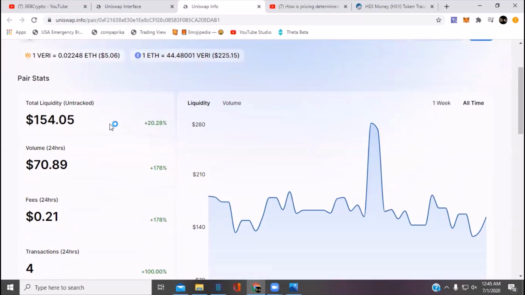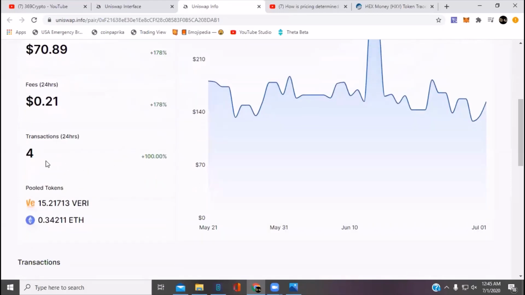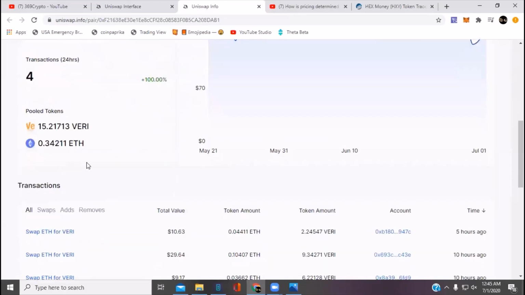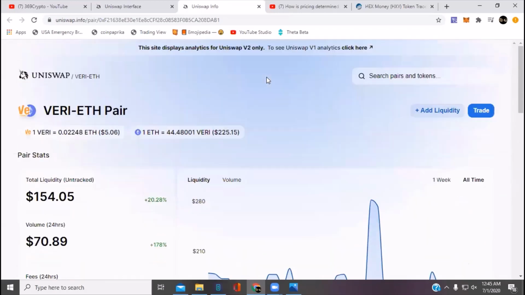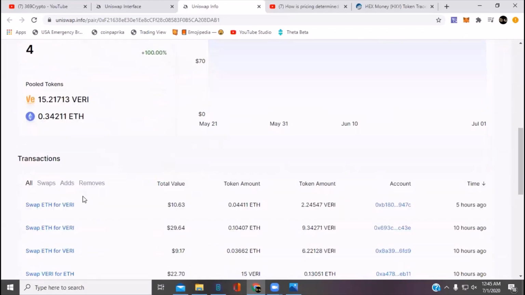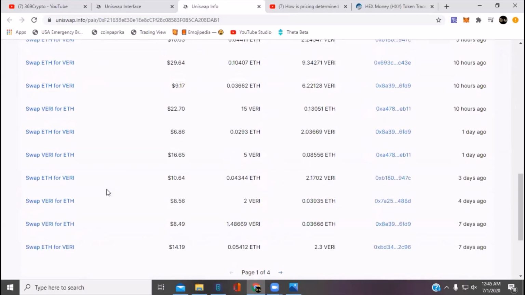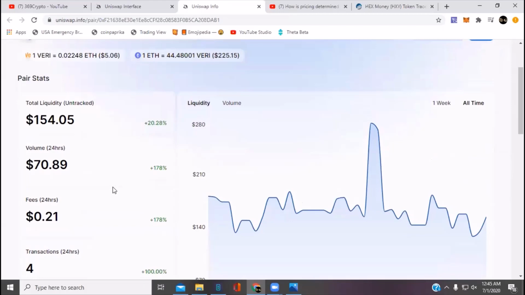So total liquidity in this pool, $154. Volume is up. 4 transactions, and these are the transactions that come through. And of the token amount swapped, 0.003% goes to a liquidity provider, which would be me in this case, and then just adds to my stack inside the pool. So you can take a look at the documents. I'll put links to Uniswap as well as the videos that I mentioned, and then an example of how to set up a pool.